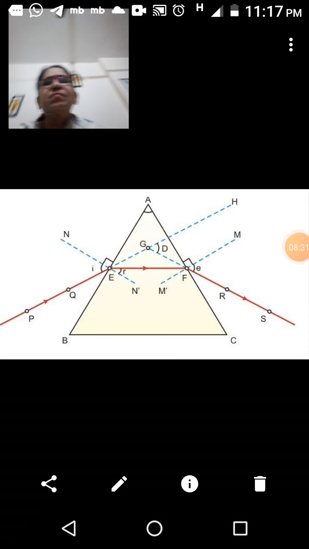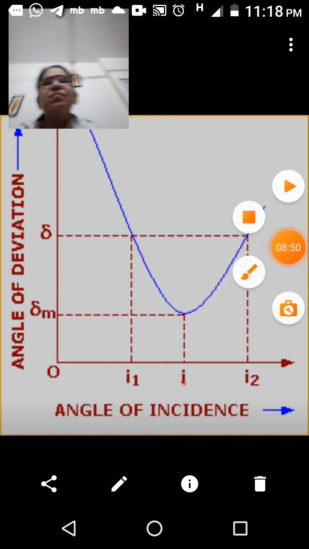It is observed practically that if the angle of incidence is changed, there is a corresponding change in the angle of deviation. Now, this change of angle of deviation with the change in angle of incidence can be shown graphically. The graph here shows the variation of angle of deviation with changes in the angle of incidence. The angle of incidence is shown on the x-axis, while the angle of deviation is on the y-axis.